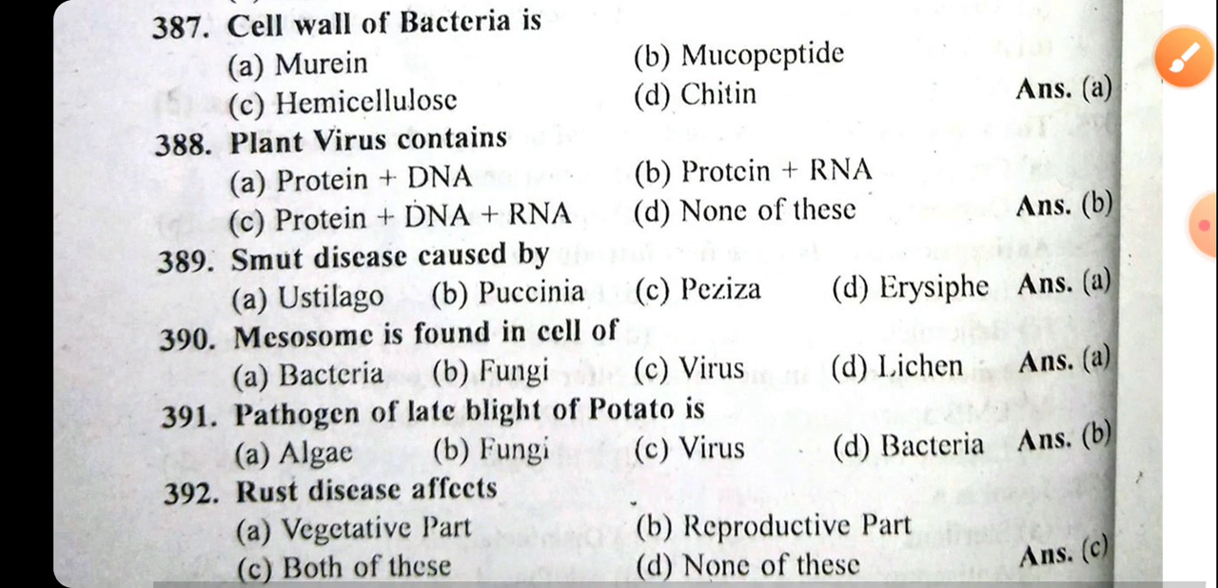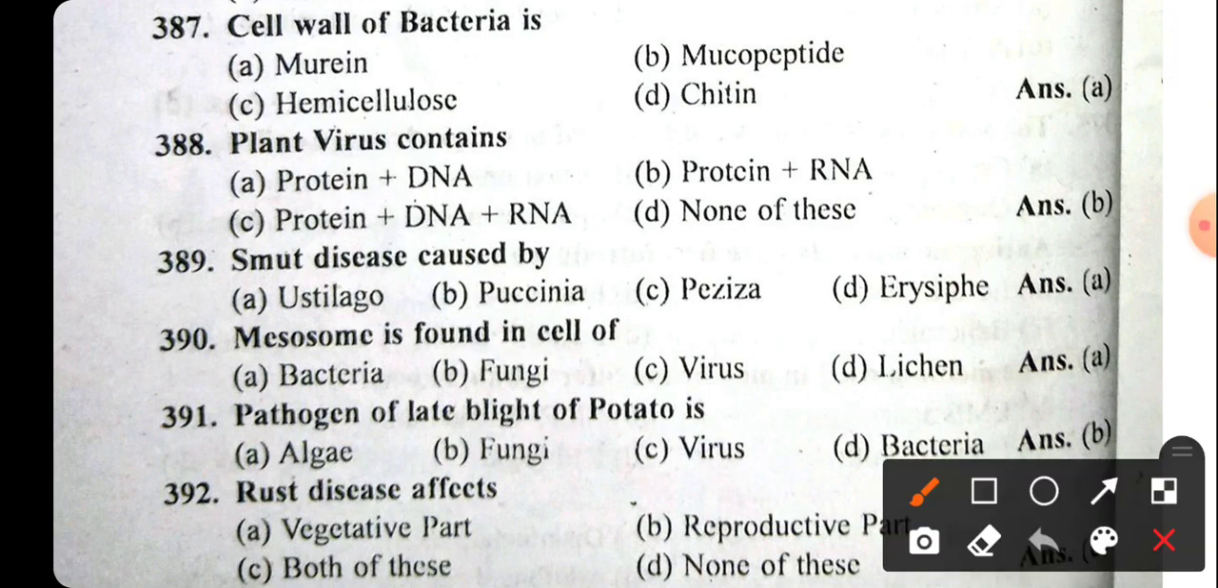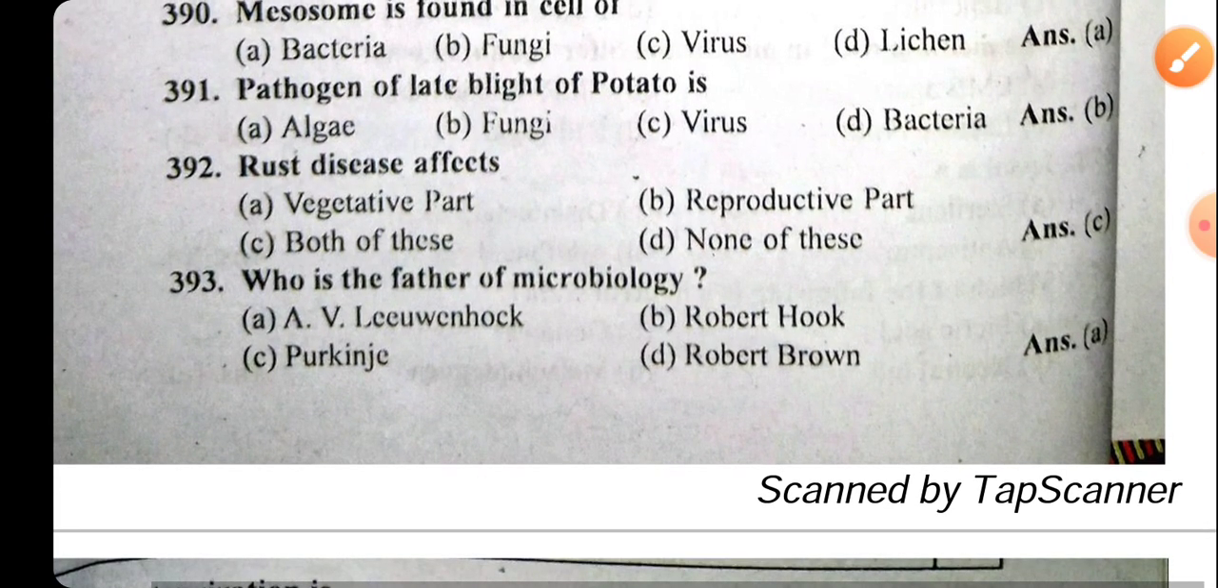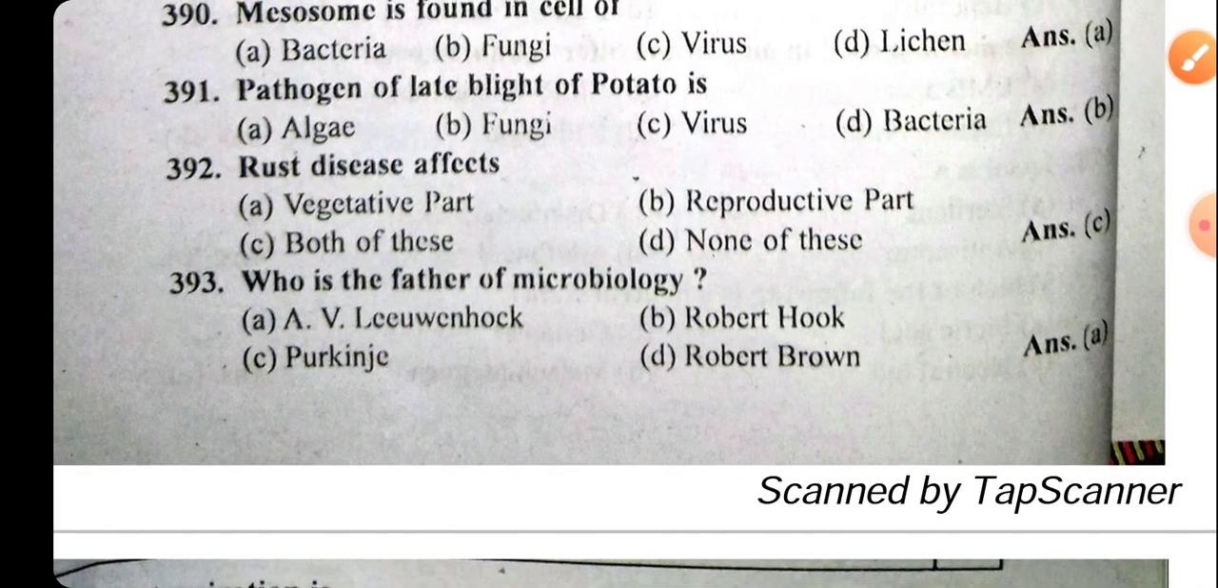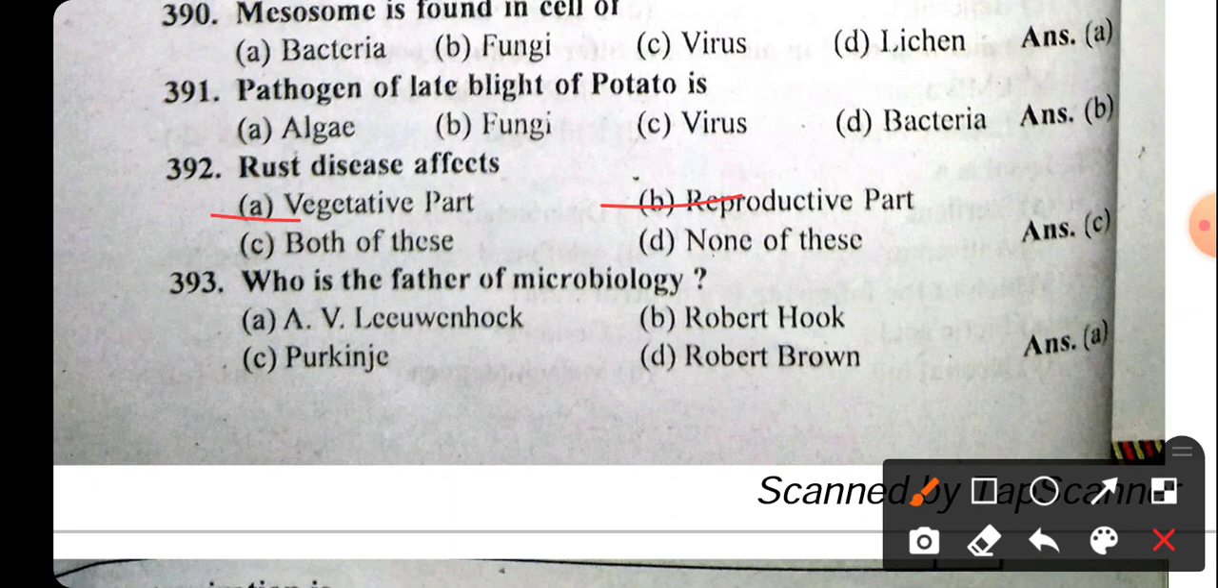Plant virus contains protein plus RNA. We discussed this question earlier. Smut disease is caused by Ustilago. We have already discussed these questions. Mesosome is found in the cell of bacteria. The pathogen of late blight of potato is option B, fungi. We discussed these questions. Rust disease affects both the vegetative part and the reproductive part of the plant.